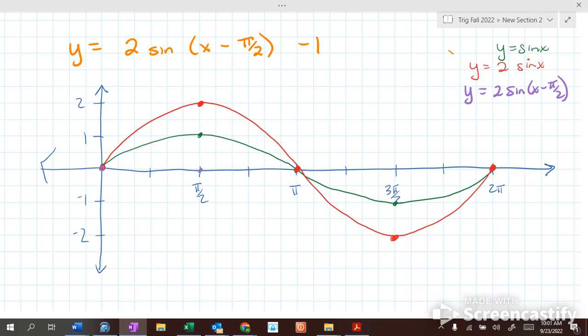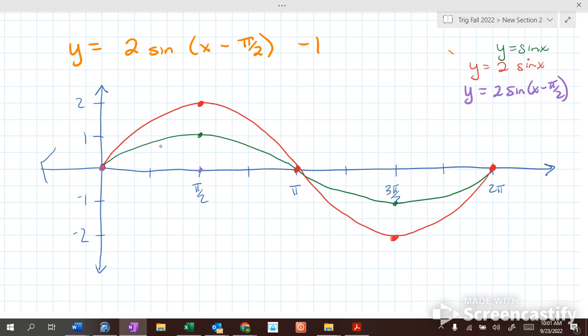Uno, dos, tres, cuatro, cinco, seis. So I go 6 squares. You see the 6 squares now. You didn't see it before, but now you do. So I'm going to go 6 squares to the right. Which graph am I going to take 6 squares to the right? My red or my green? Red. It's whatever the last graph you dealt with.